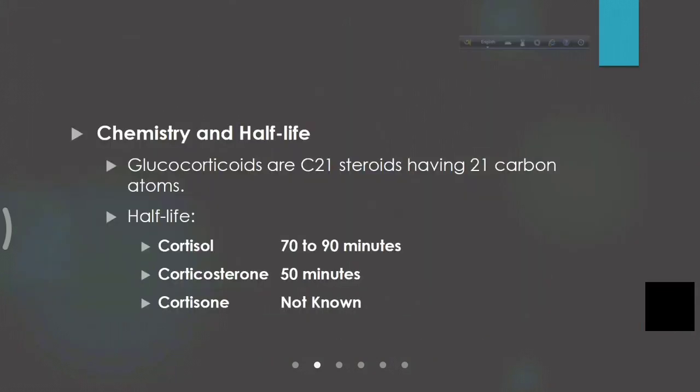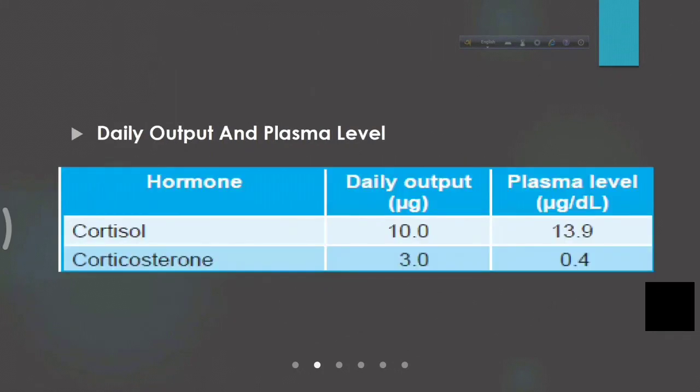Chemistry. Similar to aldosterone, cortisol and glucocorticoids are also 21 carbon steroids, C21. Others are C17 or C19, glucocorticoids are C21. Half-life is 70 to 90 minutes, especially cortisol. And the daily output is 10 milligrams. Plasma level is around 13 to 14 micrograms per deciliter of plasma.